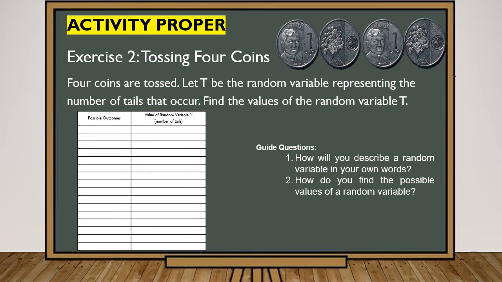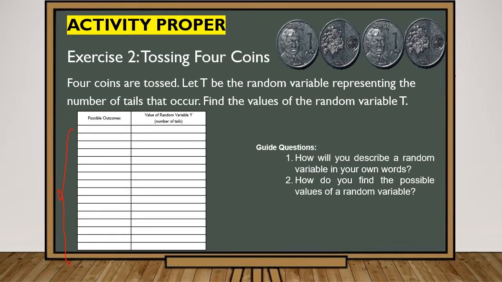For activity 2, we have tossing 4 coins. This time we have to level up the tossing of coins. This time we have 4 coins. So 4 coins are tossed. Let t be the random variable representing the number of tails that occur. Find the values of the random variable t. So notice our random variable is the number of tails. Again, copy the table. You have a clue here of how many outcomes you will get. I guess this is 16, 2 to the 4th. I guess that is 16.